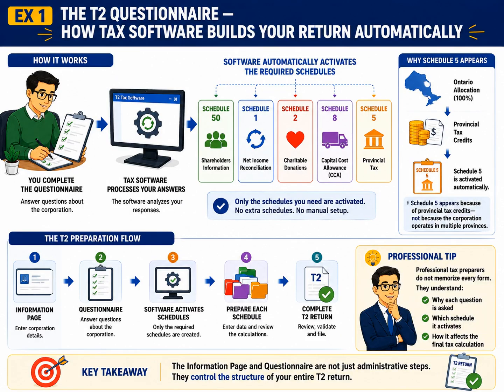Now that the corporation information has been entered, the next step is completing the T2 questionnaire. At first glance, these questions may seem like simple checkboxes, but they actually play a very important role in preparing the corporate tax return. Think of the questionnaire as the instruction manual for the tax software. Based on your answers, the software determines which schedules are required and automatically adds them to the return. Instead of manually selecting forms, the software builds the correct T2 package for the corporation.